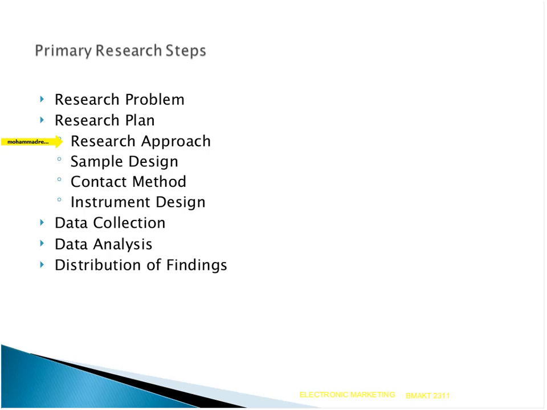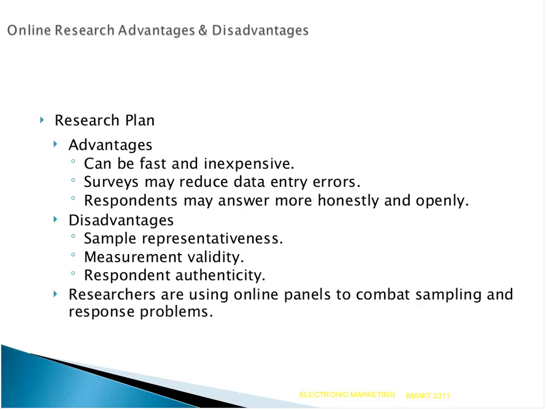So let's keep going, and we already talked about all of these primary research steps. Let's talk about online research, because we're talking about electronic marketing, so definitely online research is going to be the way that we're going to collect the data, because the nature of the business by itself needs us to do online data gathering and all of the analysis through the internet.